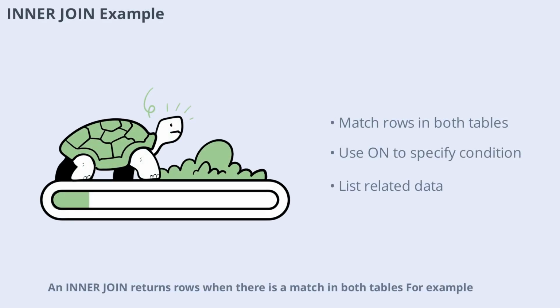An inner join returns rows when there is a match in both tables. For example, to list employees and their departments, you'd write: SELECT ename, dname FROM employee E INNER JOIN department D ON E.department_id = D.did. This is a foundational skill for any SQL developer.